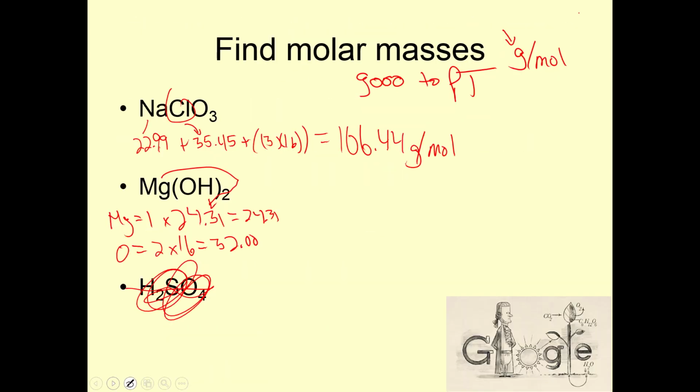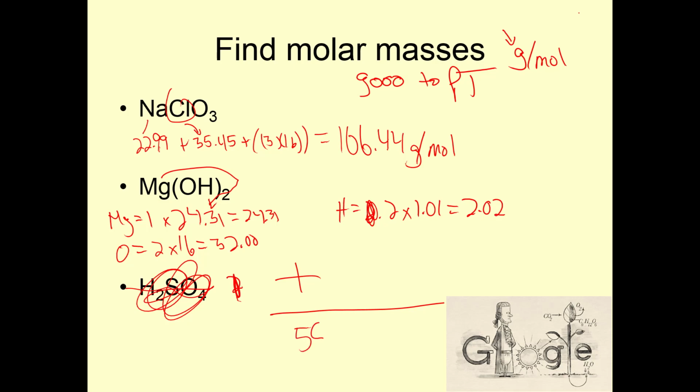And then get back here. And then I have 2 hydrogens. So H equals 2 times 1.01, 2.02. Then add them all up, and I get 24.31 plus 32 plus 2.02, and I have 58.33 grams per mole of MgOH taken twice. See how that 2 distributes to each?